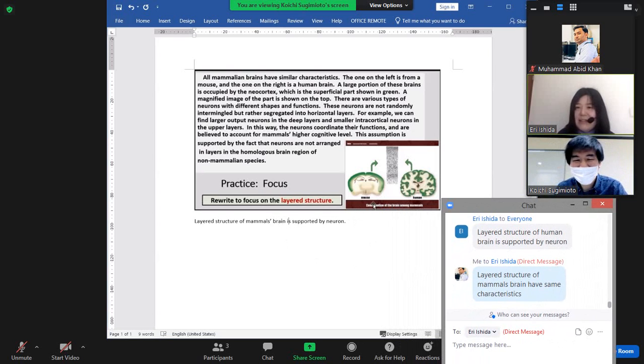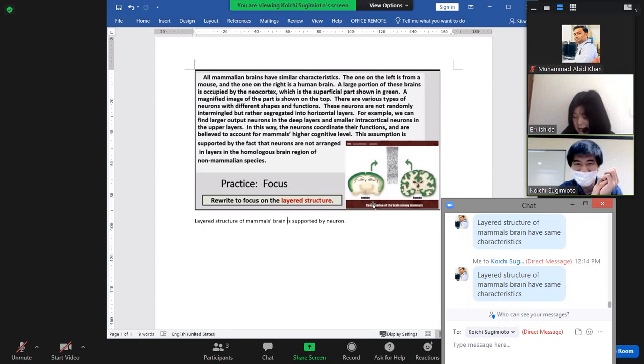Sorry, what topic sentence do we have now? The layered structure of mammals' brain is supported by different types of neurons. Is that okay? Not supported. The last one from Dr. Khan: the layered structure of mammals' brains has the same characteristics. That is the topic sentence now. Same characteristics. Okay. Same characteristics include... Yeah. Thank you.